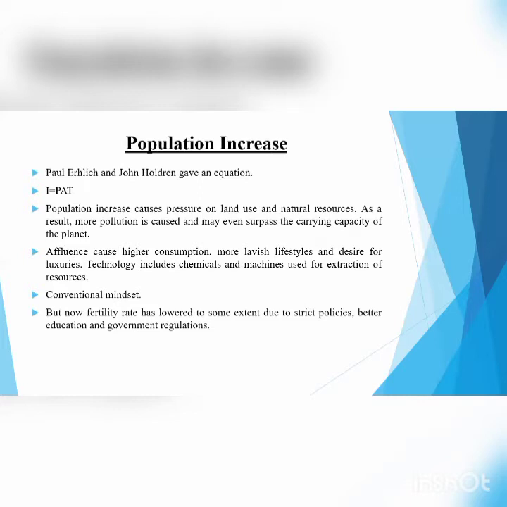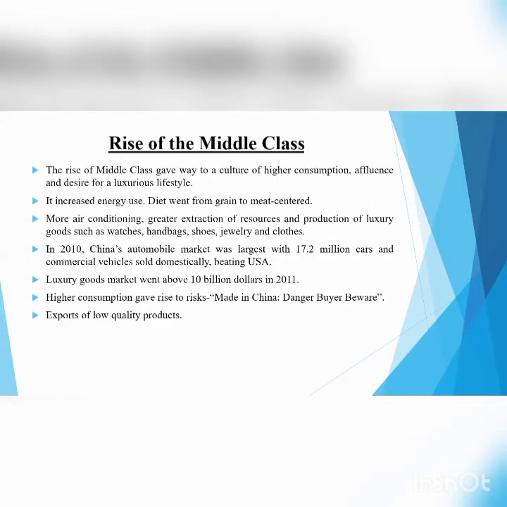Affluence causes higher consumption, more lavish lifestyles, and desire for luxuries. Technology includes chemicals and machines used for the extraction of resources. Then there is another problem of conventional mindset, which is only using fossil fuels for energy consumption. That can definitely be changed to renewables. But now, if we look at the condition, the fertility rate has lowered to some extent due to strict policies, better education, and government regulation.